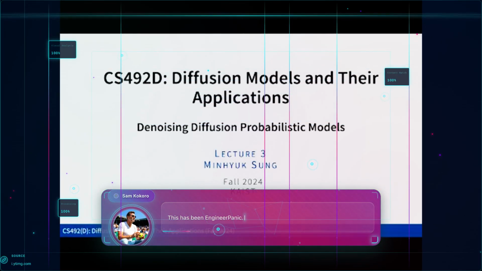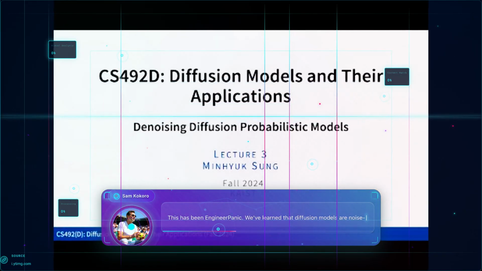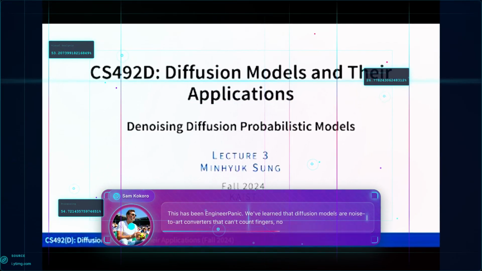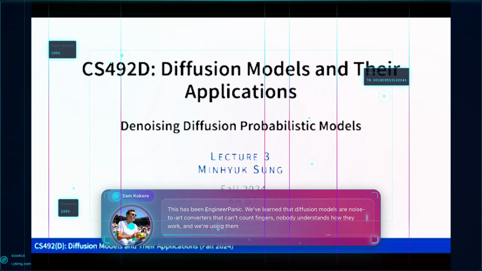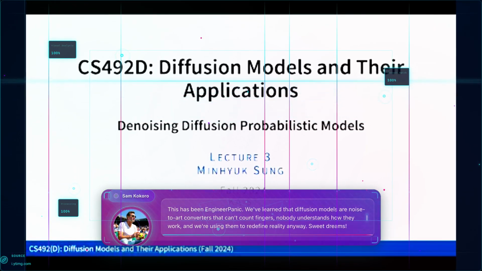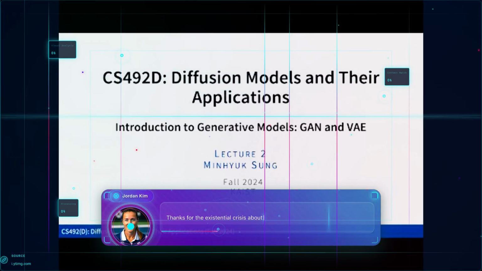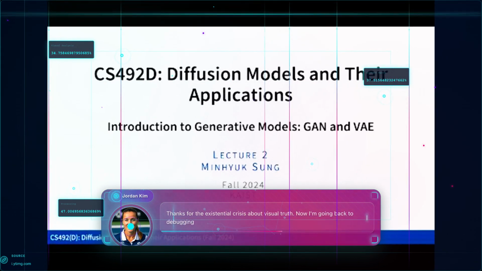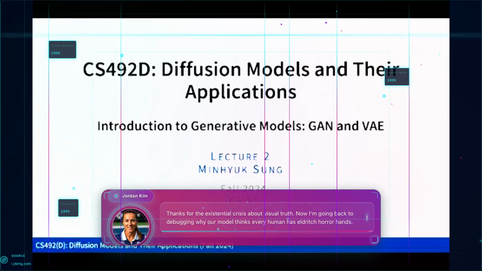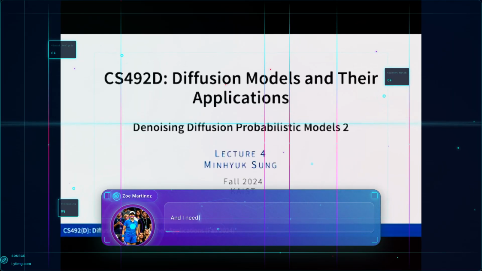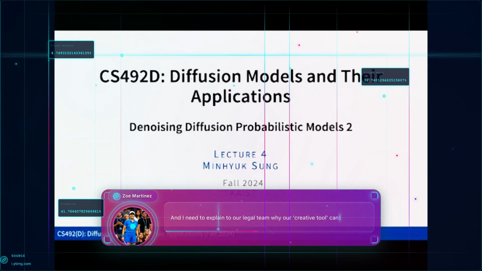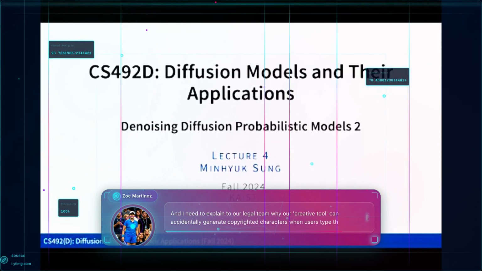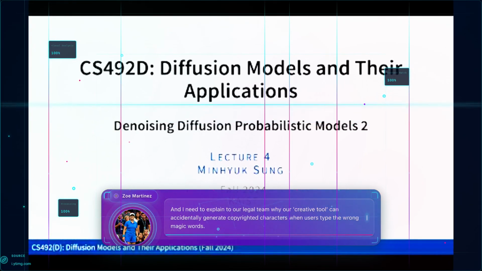This has been Engineer Panic. We've learned that diffusion models are noise-to-art converters that can't count fingers. Nobody understands how they work, and we're using them to redefine reality anyway. Sweet dreams. Thanks for the existential crisis about visual truth. Now I'm going back to debugging why our model thinks every human has Eldritch horror hands. And I need to explain to our legal team why our creative tool can accidentally generate copyrighted characters when users type the wrong magic words.